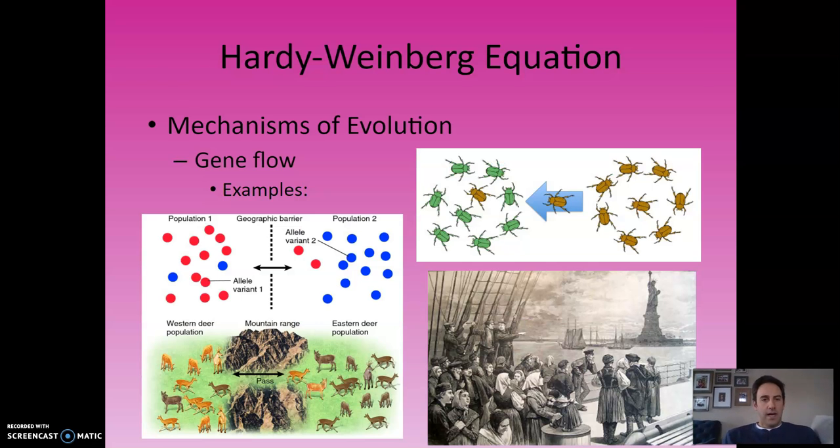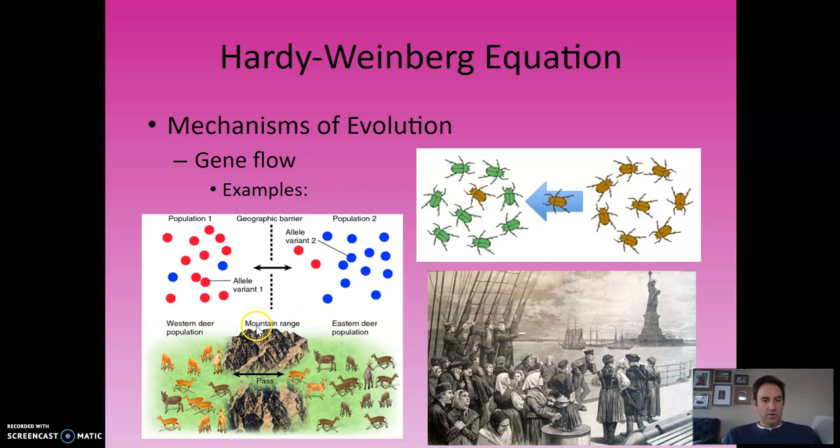And so a very, very simplified example would be if you have this sort of population of green beetles in one area, a population of brown beetles in another, and then all of a sudden one of these brown ones migrates over. You have just changed the gene frequency of this population by adding a brown allele. It used to be 100% green, now it's not 100% green.